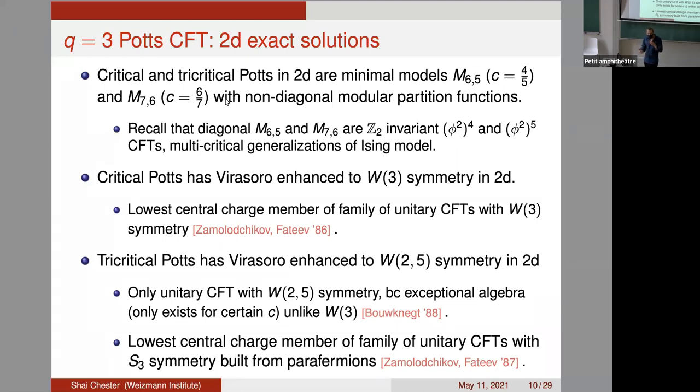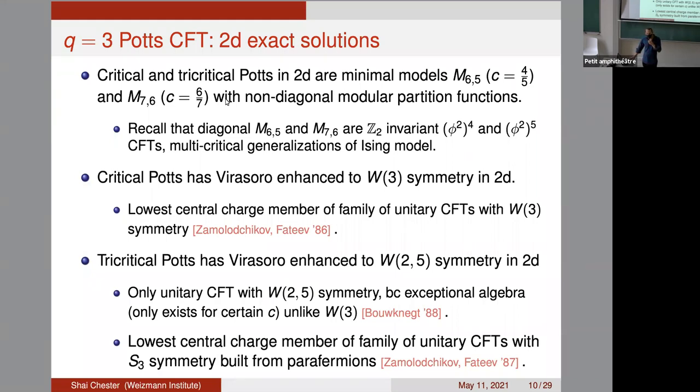This is kind of analogous to the 2D Ising model, as Slava pointed out to me yesterday, where the fermion is not an actual operator in the theory. It's not a primary. Instead, it's just a useful mathematical device to describe the actual primaries in the theory. It's the same thing with these parafermion theories. This family of theories was also pointed out by Zamolodchikov and Fateev a year after their critical Potts paper.